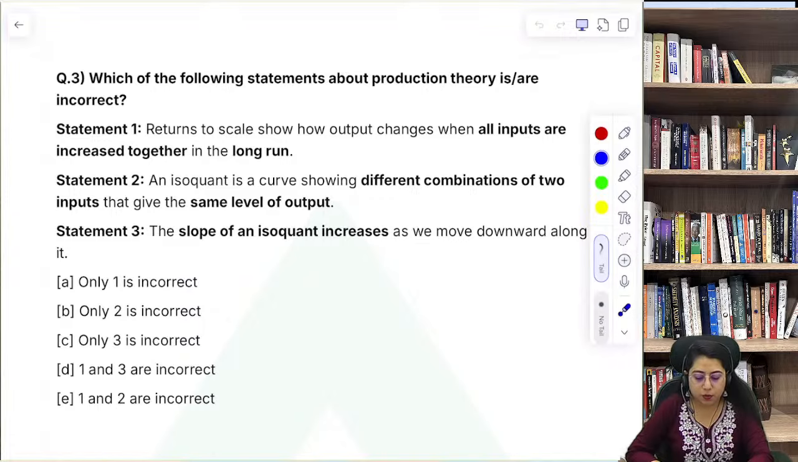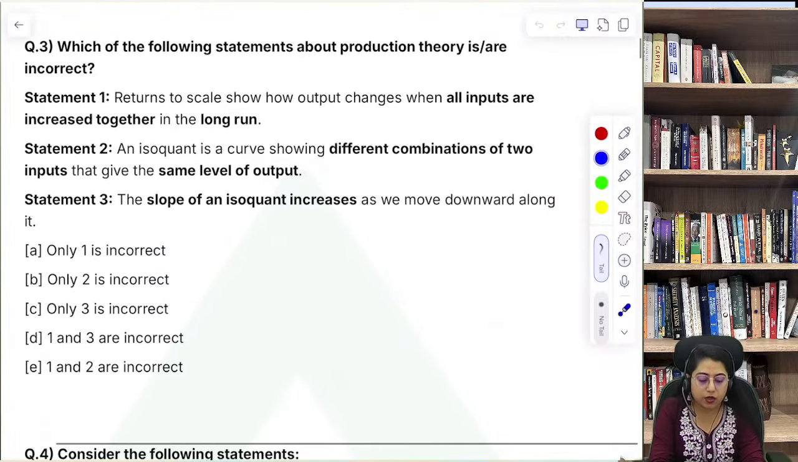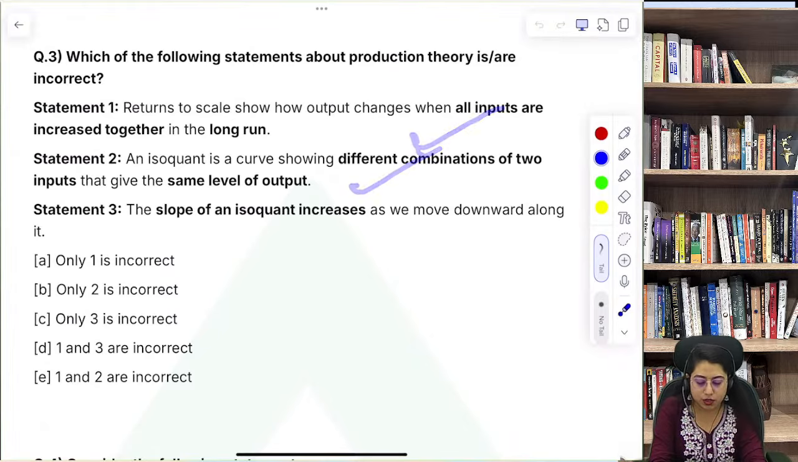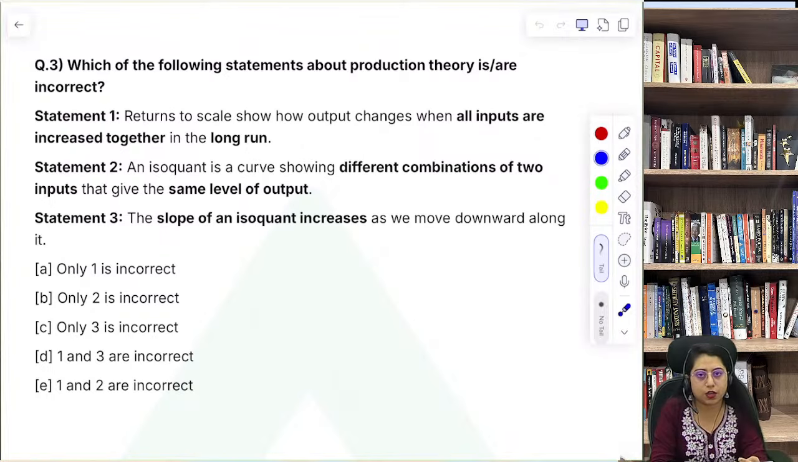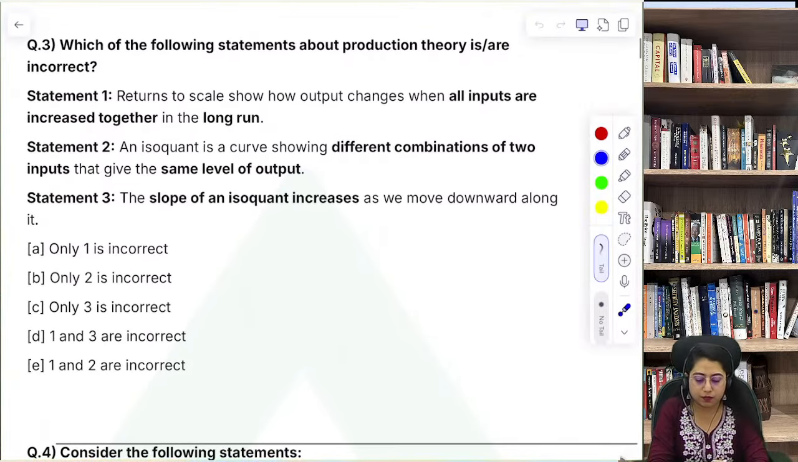No, the right answer is option C. That is, only 3 is incorrect. Please note that they are asking which of the following statements are incorrect, not the correct statements. So only statement 3 is incorrect, because the slope of an isoquant curve decreases as we move downward along it. These are correct statements. When you are asked such questions, आपको यहाँ पे ना options में correct statement के भी options दिए जाएंगे so that you can get easily confused. So you have to be very concentrated while preparing for the exam or solving a question. Okay.